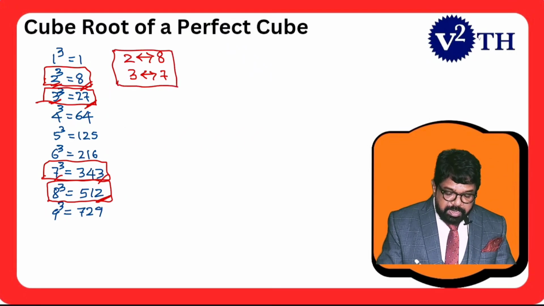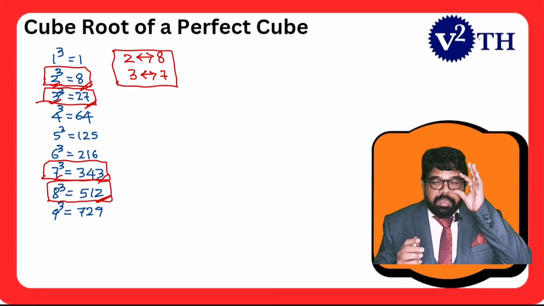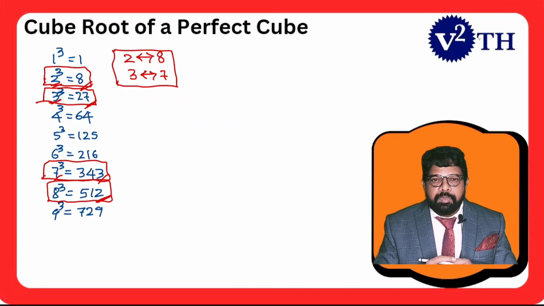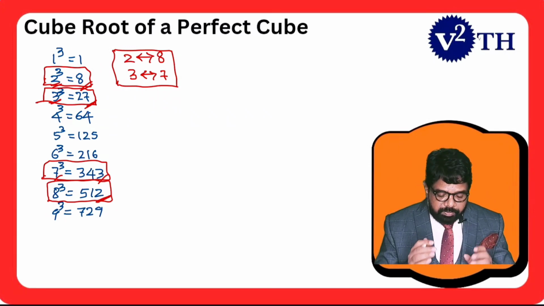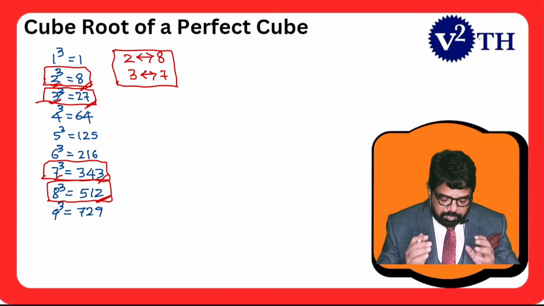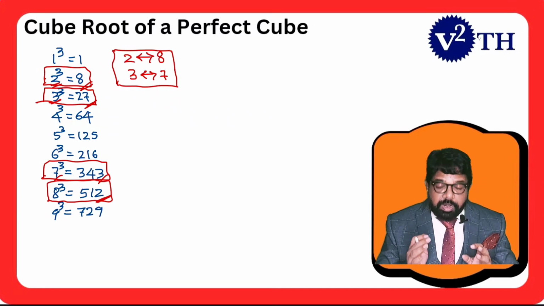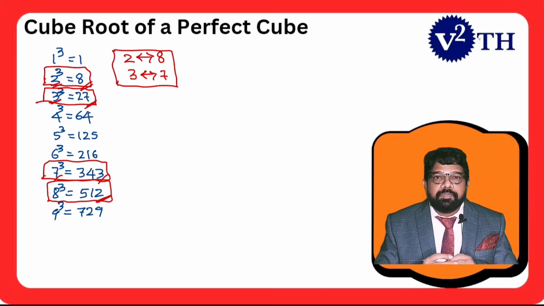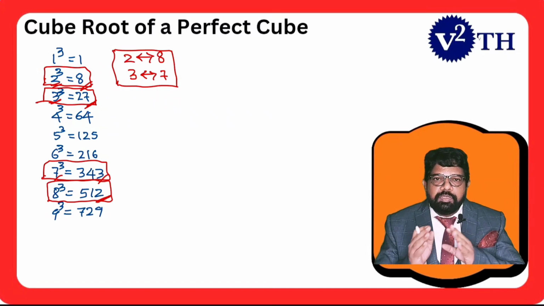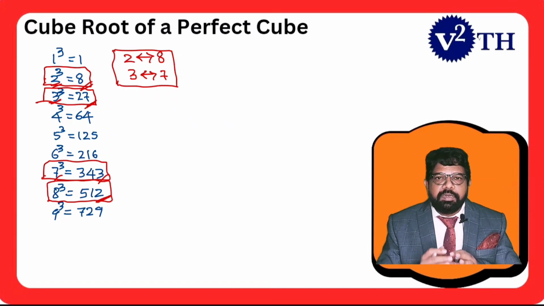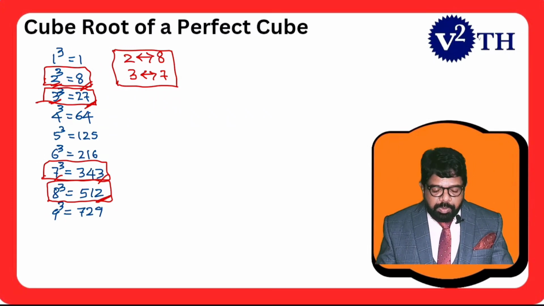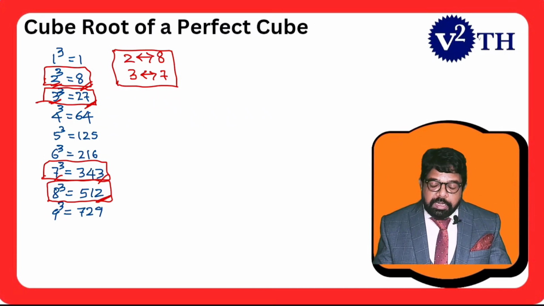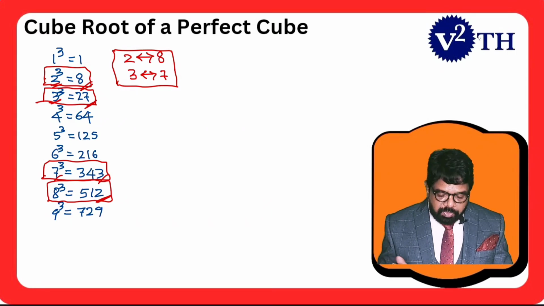Now the remaining digits end with the same digit. So 1 ends with 1, 4 ends with 4, 5 ends with 5, 6 ends with 6, 9 ends with 9. Only these 2 points you have to put in your mind: 2 ends with 8, 8 ends with 2, 3 ends with 7, 7 ends with 3. The remaining digits end with the same digit. So by using this keynote, we can calculate the cube root of any larger value given.